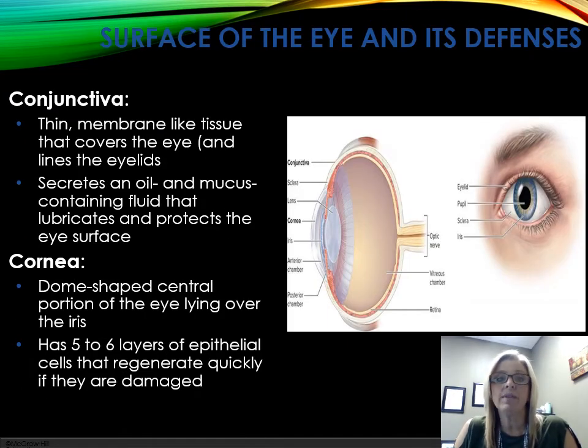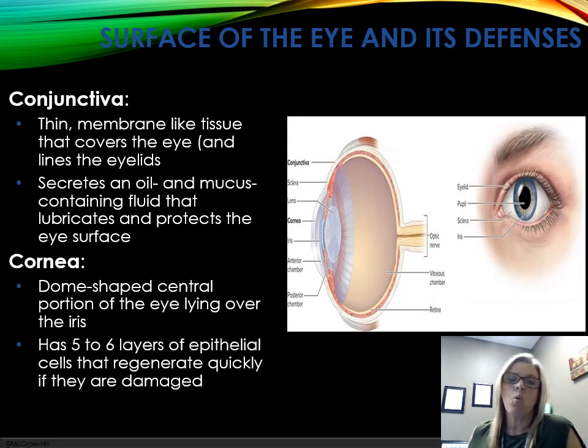Okay, so let's move on to the eye. We're going to look mostly at the exposed surfaces that are most vulnerable to infection. We're going to look at the conjunctiva, which is a thin membrane-like tissue. You can see the conjunctiva here. It covers the eye, except for the cornea, and lines the eyelids. It secretes an oil and mucus-containing fluid whose function is to lubricate and protect your eye surface.